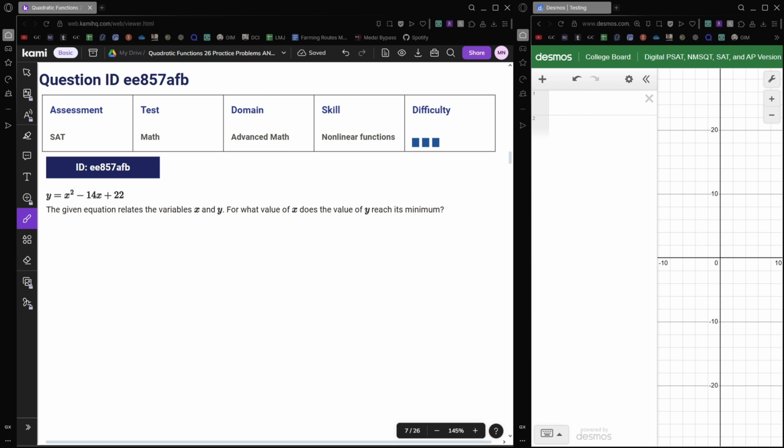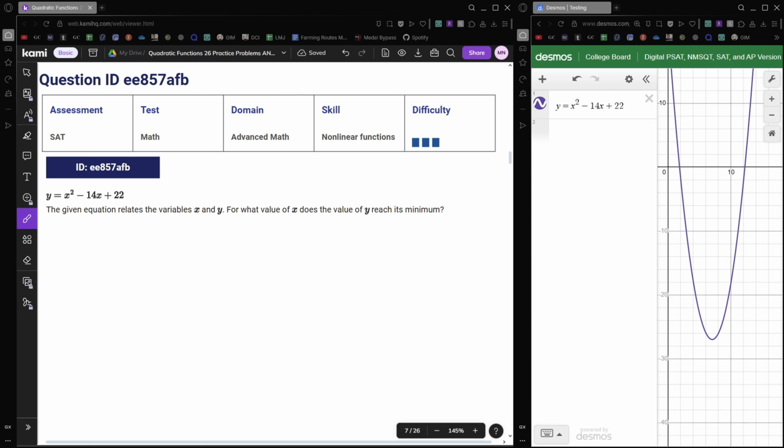Question number 7. The given equation relates the variables x and y. For what value of x does the value of y reach its minimum? Let's go ahead and put this equation into Desmos. Alright, so here's our parabola, here's our minimum, and they're asking us for the x value, and the x value at the minimum is 7, so our answer is 7.